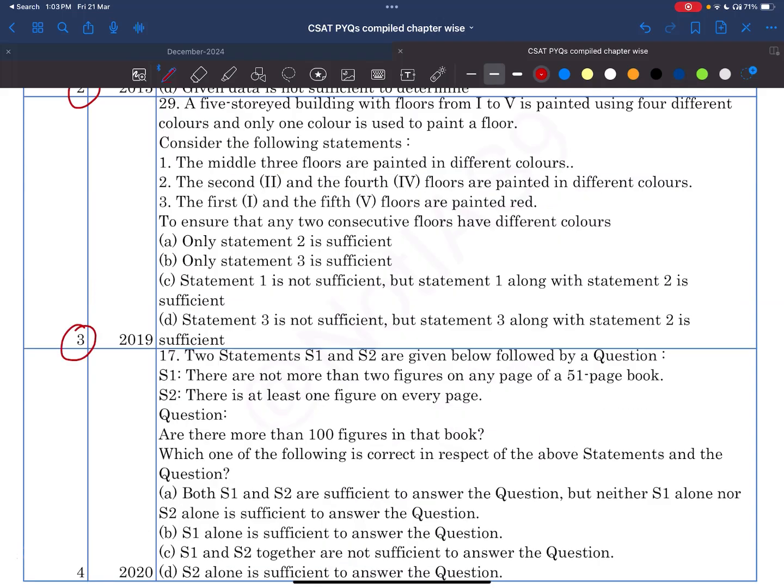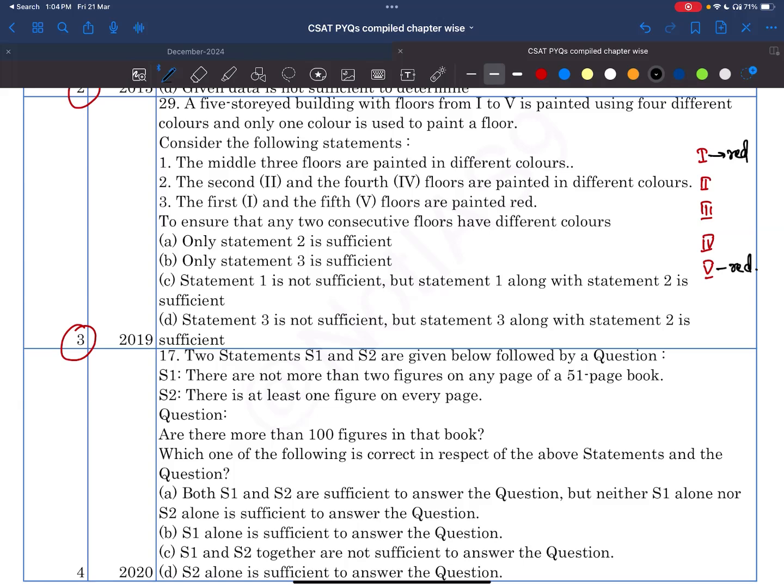A 5-storied building with floors from 1 to 5 is painted using 4 different colors and only one color is used to paint a floor. Statement 1: The middle 3 floors are painted in different colors. Statement 2: The second and fourth floors are painted in different colors. Statement 3: First and fifth floors are painted red. To ensure that any 2 consecutive floors have different colors, we have to check the options.